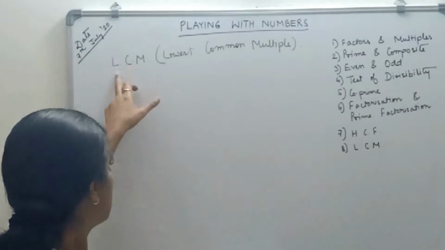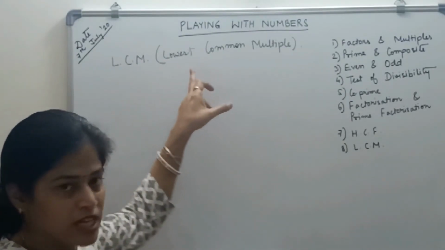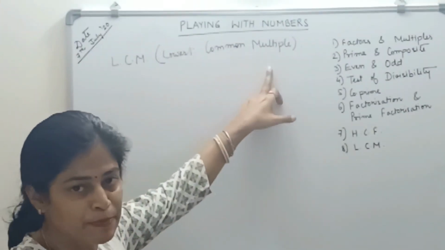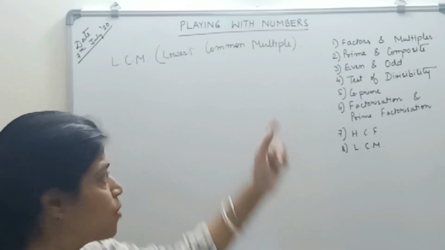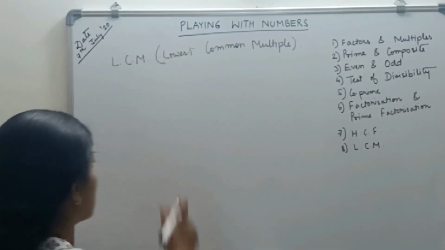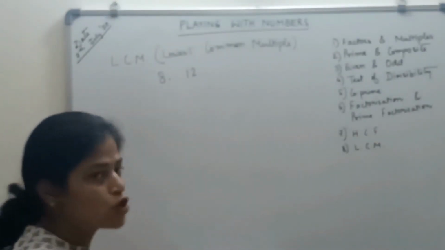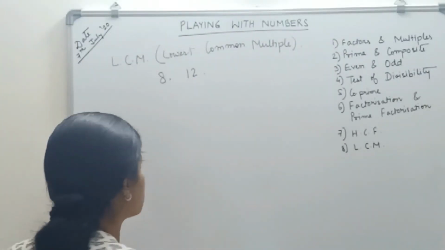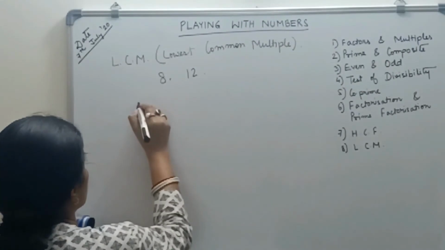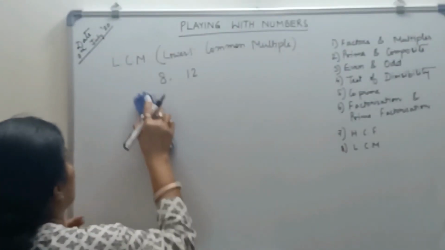Now coming to LCM. What is LCM? LCM stands for lowest common multiple. Earlier we did it for factors, now this is multiples. If I take the same example, 8 and 12, what is the lowest common multiple of 8 and 12? If I ask you, how will you find out? So the multiples of 8, what will you write?